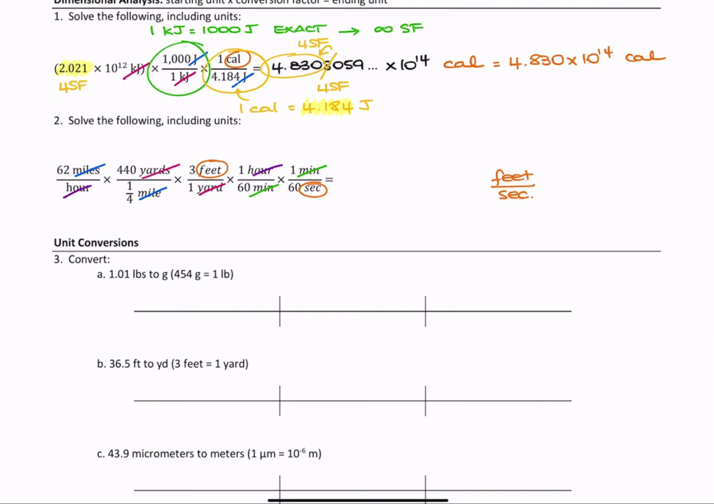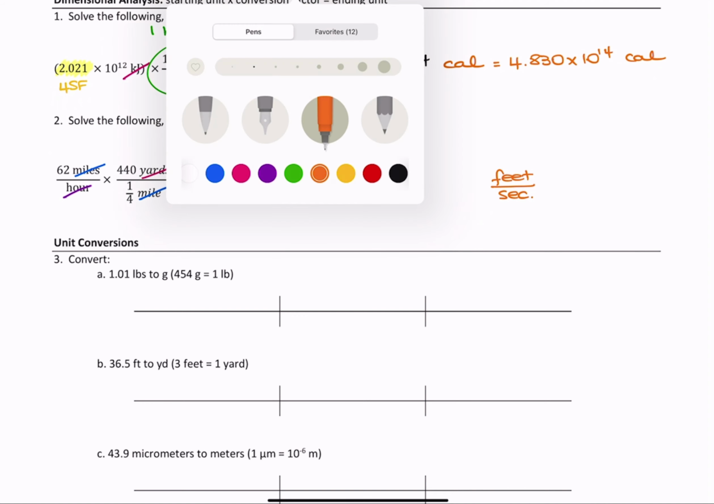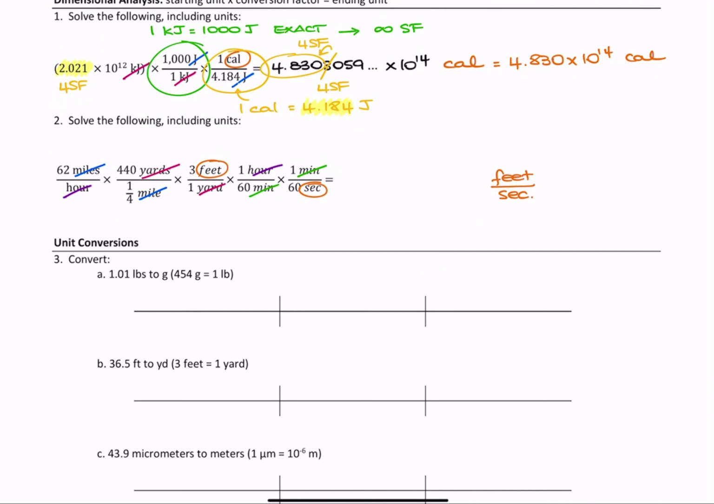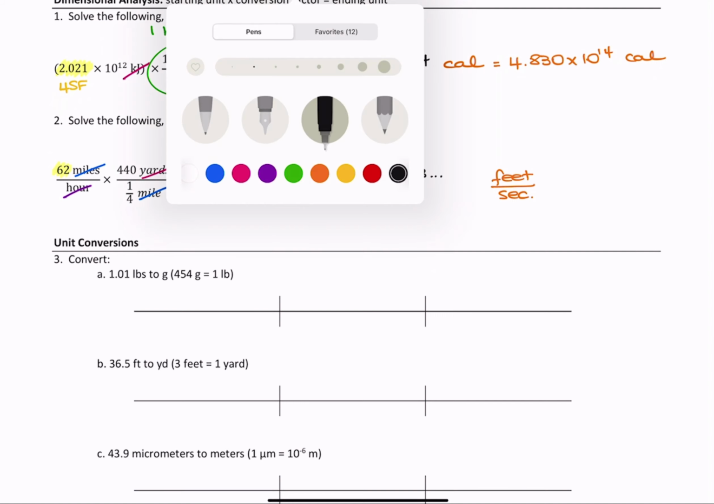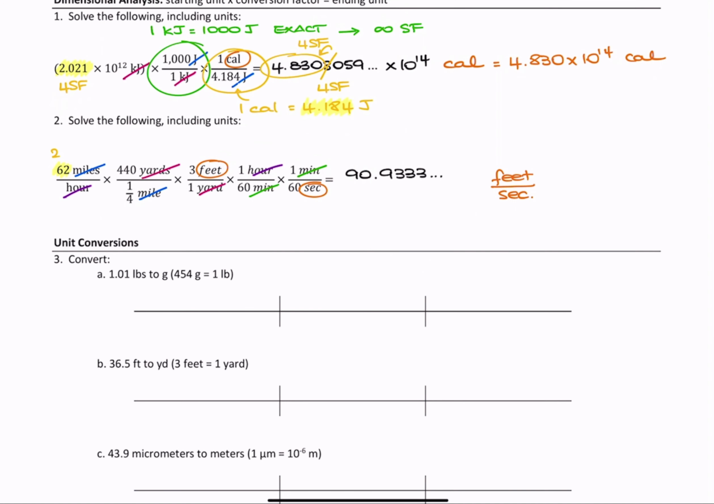Now that we have this, we're going to grab our calculator. 62 times 440 over a quarter times 3 over 60 times 1 over 60. And then we get, per your calculator, 90.9333 and so on. Now we have to do our sig figs. The first number, 62 miles per hour, is measured. It's not exact, okay, it has been measured, so I have 2 sig figs here.